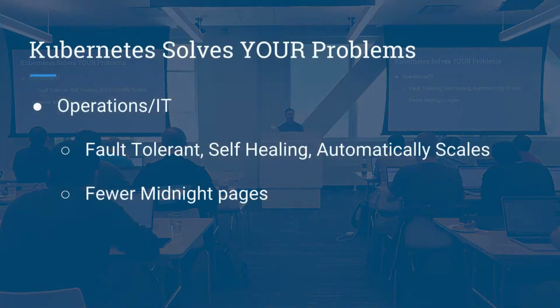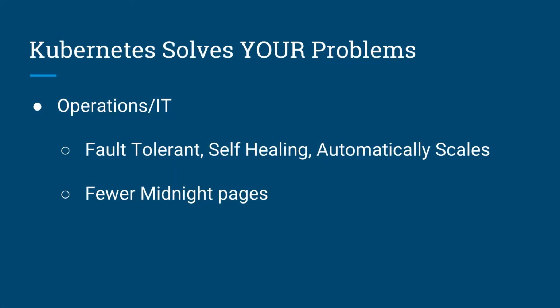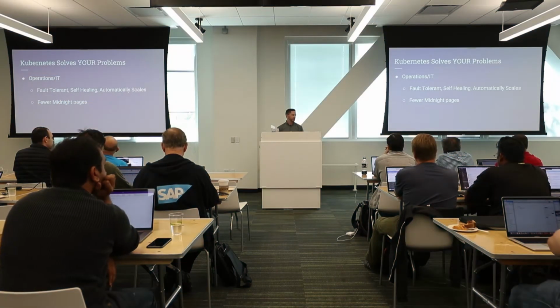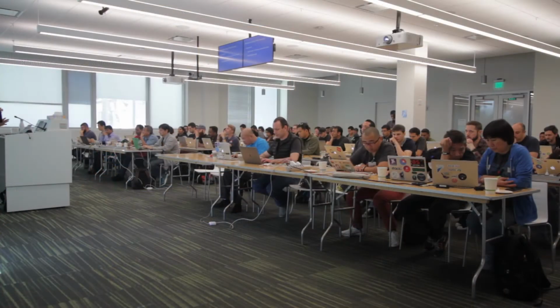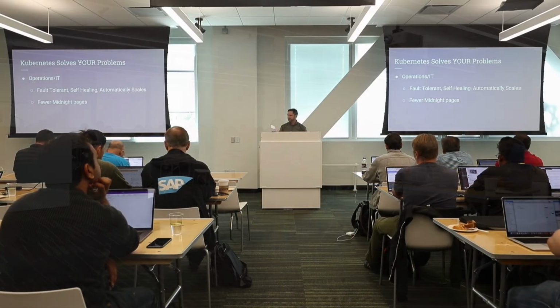If you are in operations or IT, it's solving your problems. It's fault tolerant. It can replace and repair an entire node, or just a service, or just a single container. So it's self-healing and fault tolerant. If it's configured properly, it will automatically scale to the workloads. So if you receive an unexpected burst of traffic, your nodes aren't going to fall over. You'll just add more instances of your application or your microservice, and then consequently add more nodes to your Kubernetes cluster, which results in fewer midnight pages, which is always good.